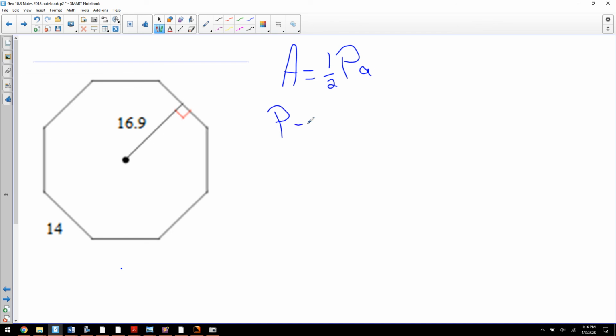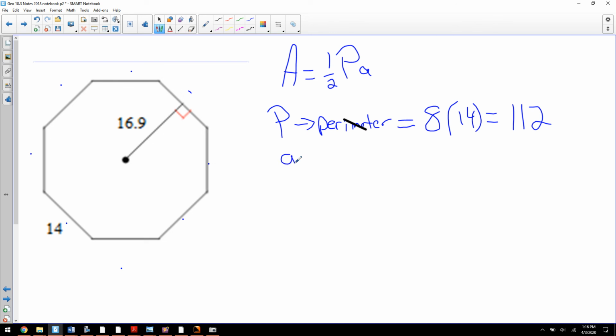So P always stands for perimeter. I want you guys to get in the habit of writing down what you're working with. It's an octagon, so we have 8 sides given to us of 14. So what I want to do right away is just multiply that out. 8 times 14, and I'm going to get 112. So I know that my perimeter is 112 going around.